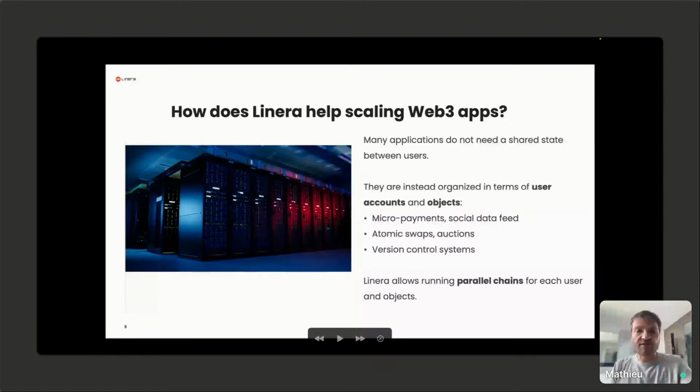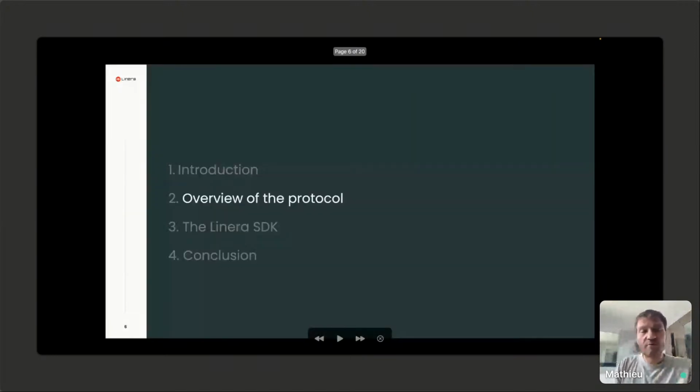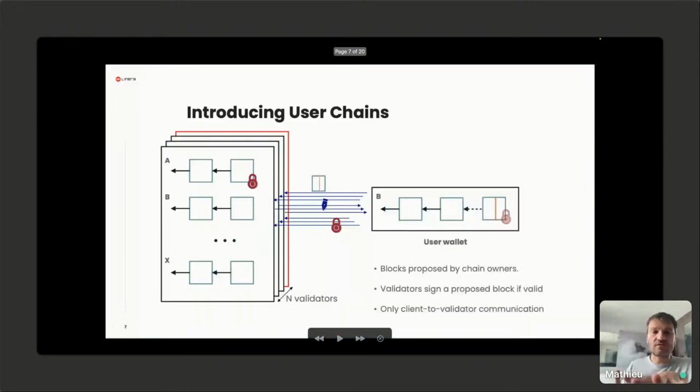Okay, so that was the introduction. Now I'm going to give a brief overview of the protocol, and then I will talk about the Linera SDK and conclude. I'm talking about the protocol again more in the case of user chains.